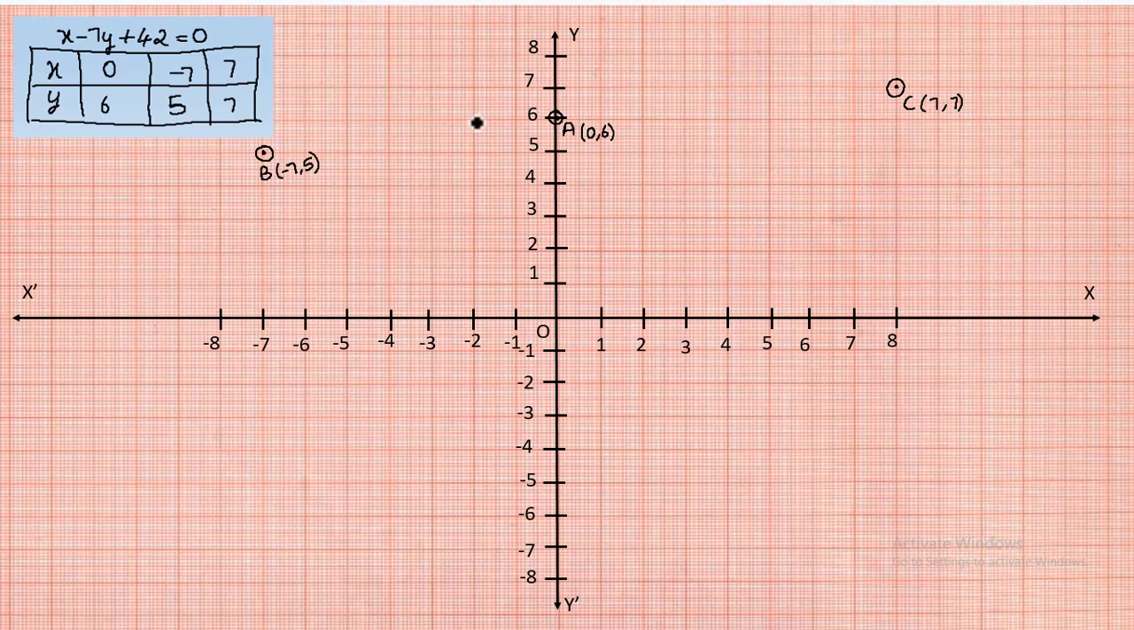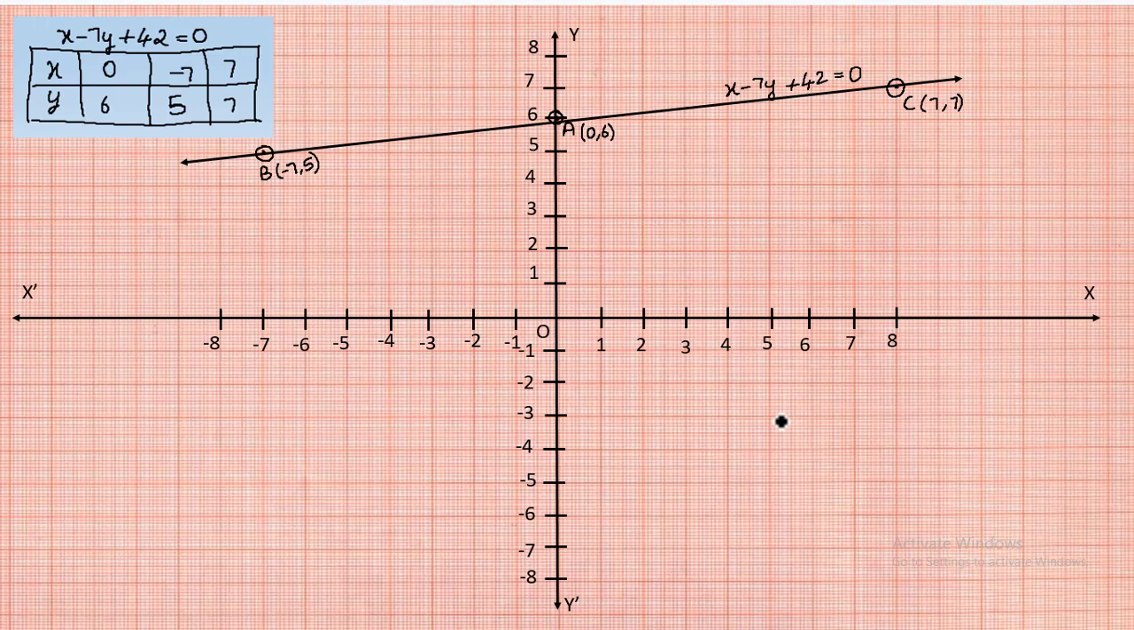So let us draw a line intersecting all the 3 points. So this is how we get a line. Let us draw a straight line intersecting all the 3 points. So this is the straight line we obtain, which represents the equation x minus 7y plus 42 equal to 0.